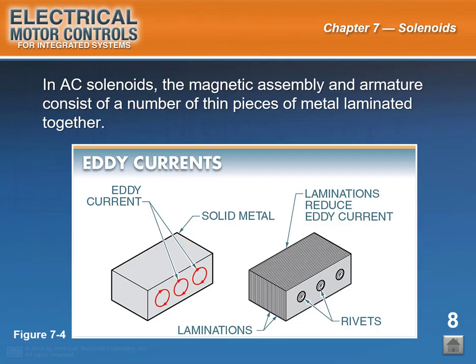In alternating current solenoids, the magnetic assembly and armature consist of a number of thin pieces of metal laminated together. The thin pieces of metal reduce the eddy current produced in the metal. Eddy current is confined to each lamination, thus reducing the intensity of the magnetic effect and subsequent heat buildup. For direct current solenoids, a solid core is acceptable because the current is in one direction and continuous, therefore has no eddy currents to cause issues.